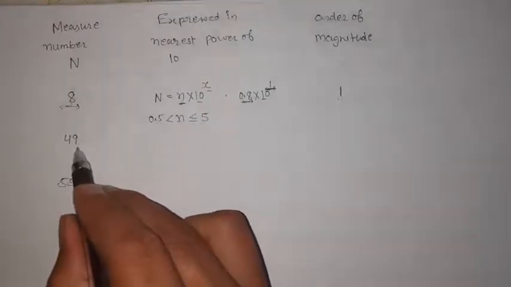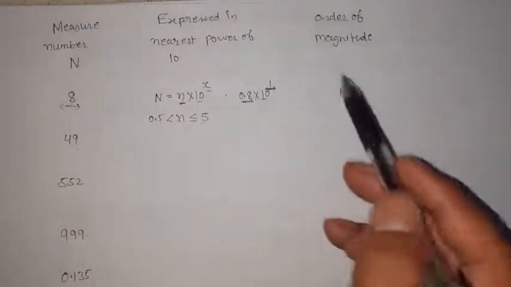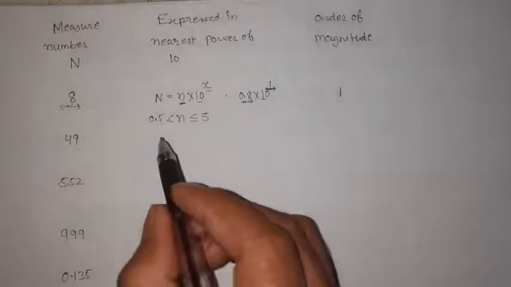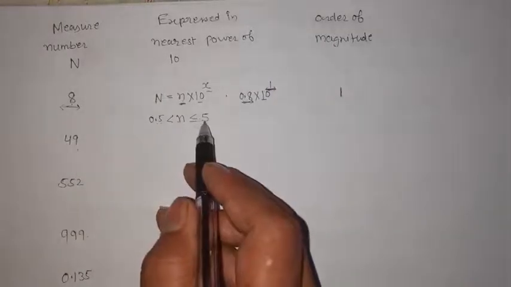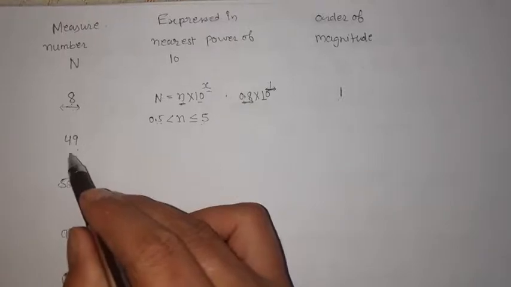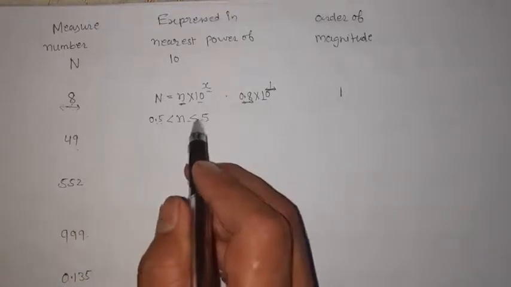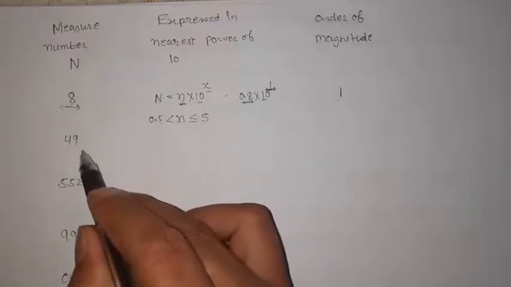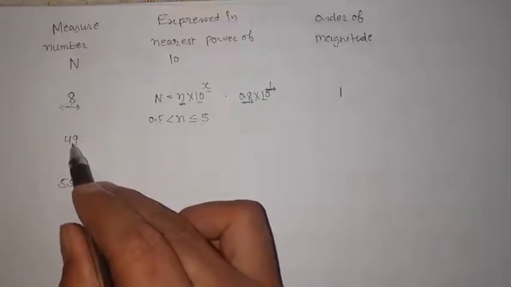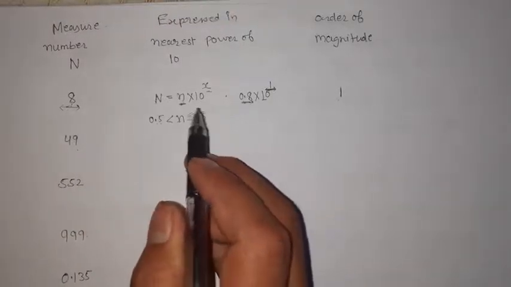Second thing, now over here 49. So how will we express this 49 in the nearest power of 10? So you will find over here, student, as 49 is greater than 5, so we can't use it directly. So therefore we have to make it smaller than 5. So if I put a decimal before 9, it will be smaller than 5.